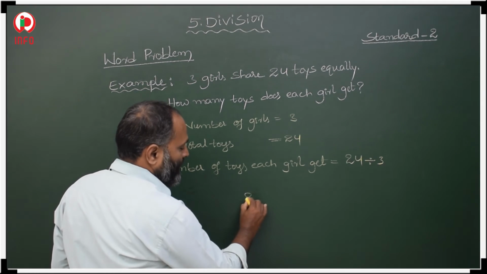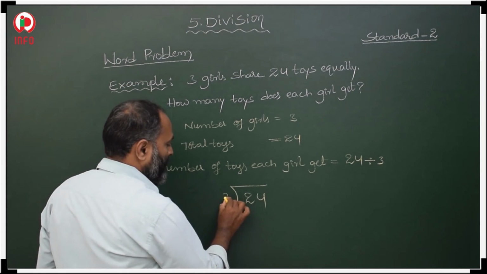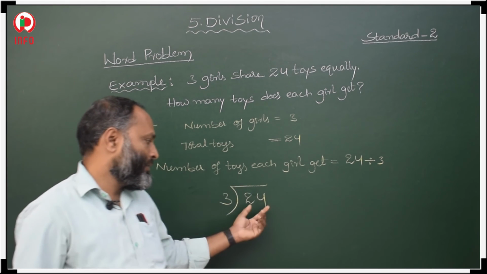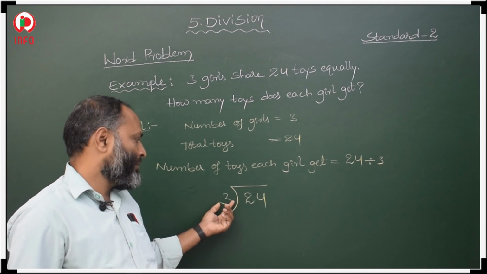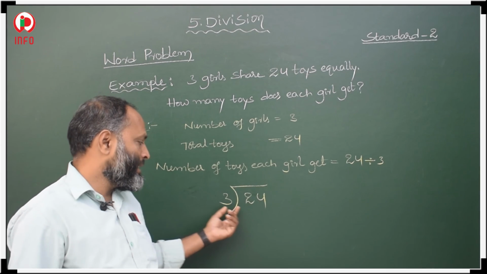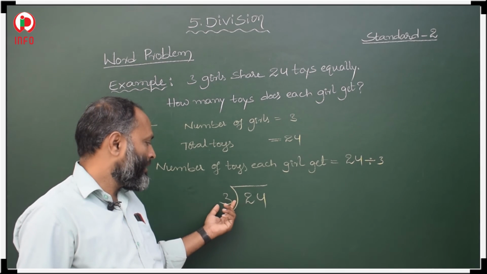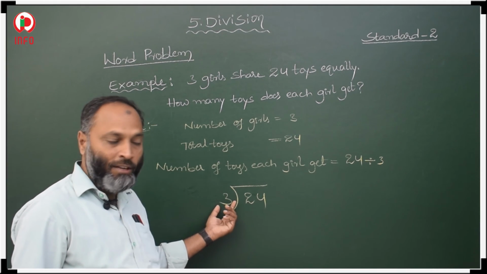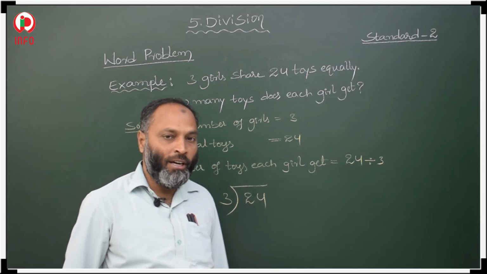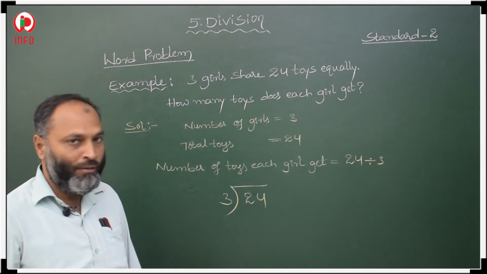Then how to divide? 24 divided by 3. So, in this way we have to write. First, the total toys, the dividend, we write here, and the number of girls, the divisor, we write here. 3 is the divisor, 24 is the dividend. Now we have to check in the 3 table when we will get 24.